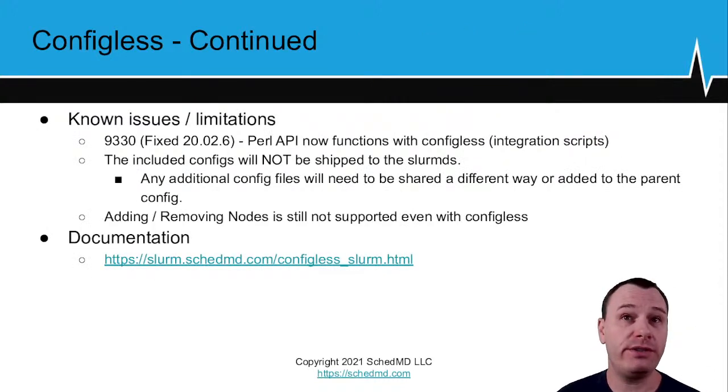There are a few known issues at this time. The Perl API does not work with Configless prior to 20.02.6. This affects sites using the integration scripts. Hopefully you stay current and you don't run into this issue, but if you are on a later version, please upgrade. As mentioned already, any include files will not be distributed with this model. Adding and removing nodes is still not supported even with Configless.